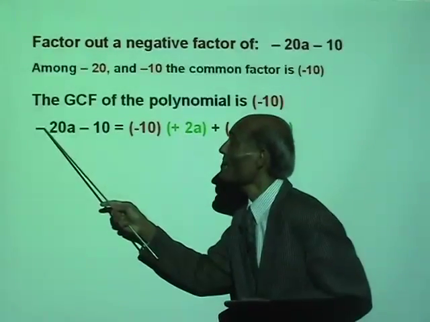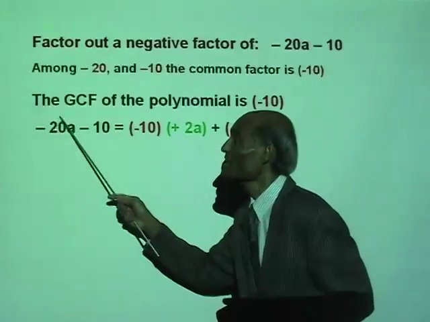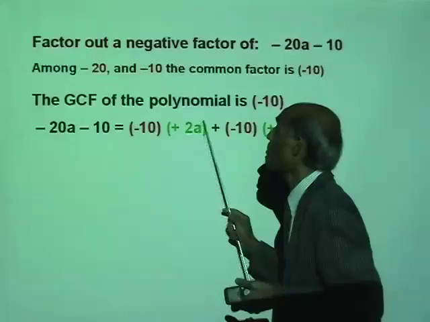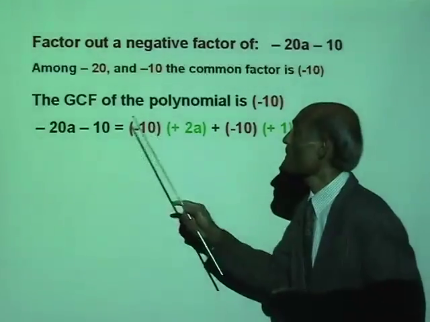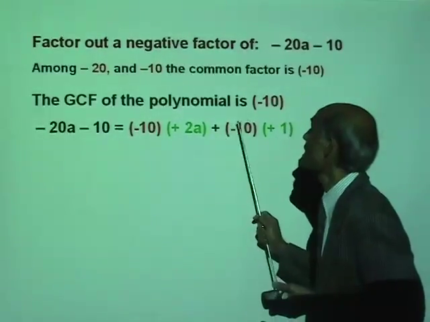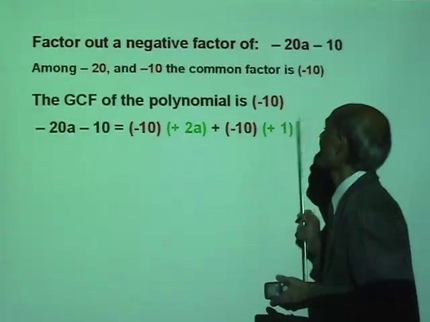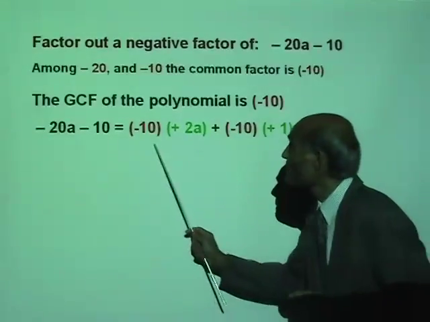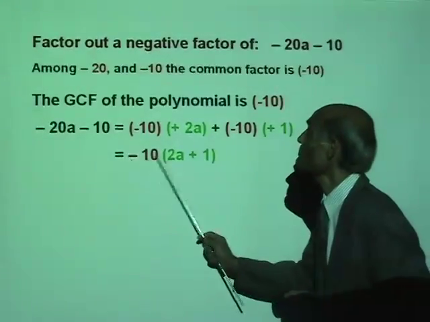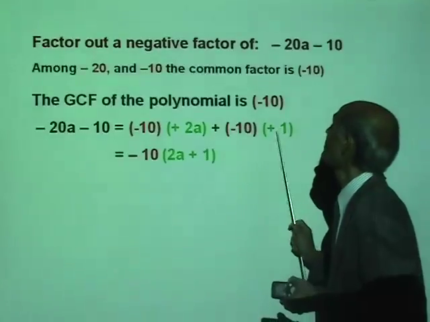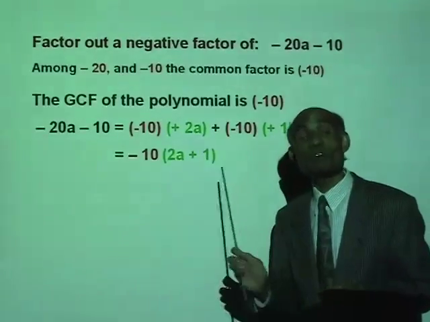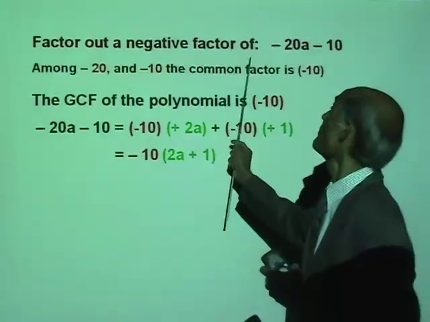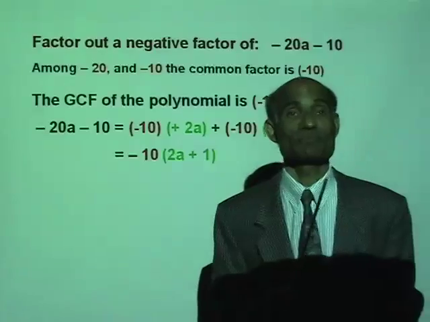Therefore, look at the way I write negative 20a. Negative 20a is negative 10 times positive 2a. And minus 10 is written as negative 10 times positive 1. And now we factor out that negative 10. Negative 10 comes out, leaving 2a plus 1. A very important skill: factoring out a negative factor from a given number of terms.